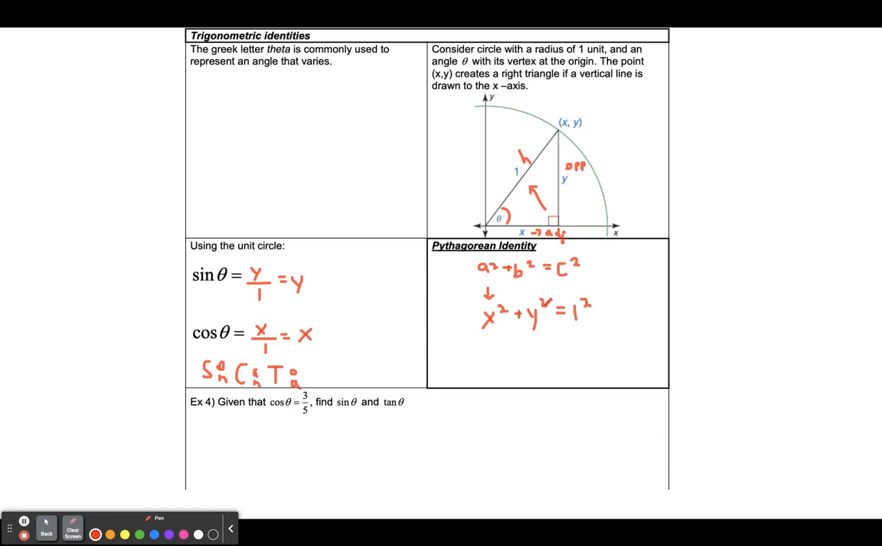But just like what we showed previously, we also know that these variables here can be interchanged using sine theta and cosine theta, because we showed that relationship over here, right? Looking over here, cosine of theta is the same thing as x. So we can now replace x with cosine theta, and this is x squared. So that's going to be cosine squared theta.